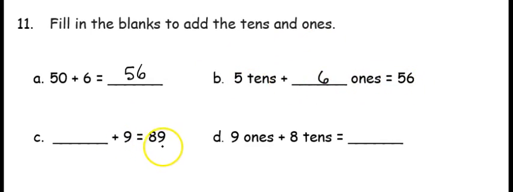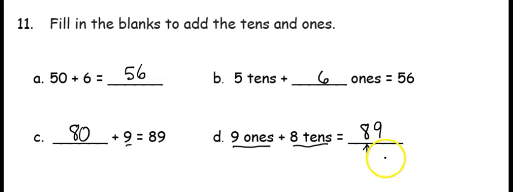Here I have the number 89. I know that I have 9 ones, and then I would have 8 groups of 10, or 80. 80 plus 9 equals 89. And going across, if I have 9 ones and 8 tens, I'm also going to have the number 89 because I have 8 groups of 10, which is 80, and then 9 ones, which gives me a total of 89. So we're working on that place value understanding of those 2-digit numbers.